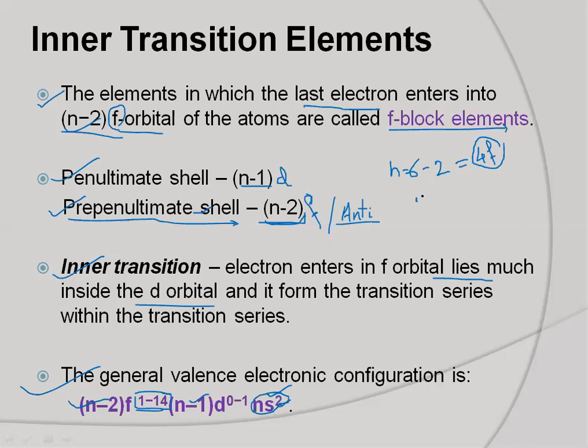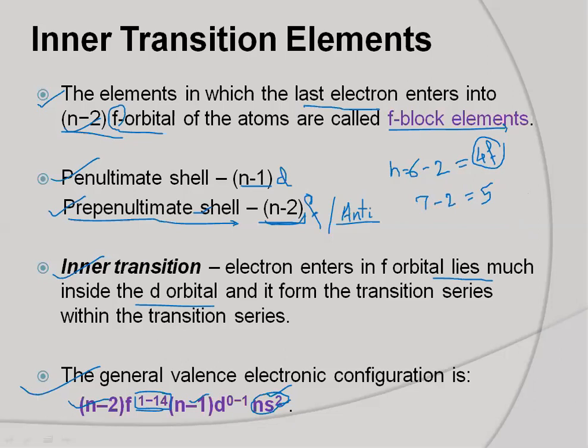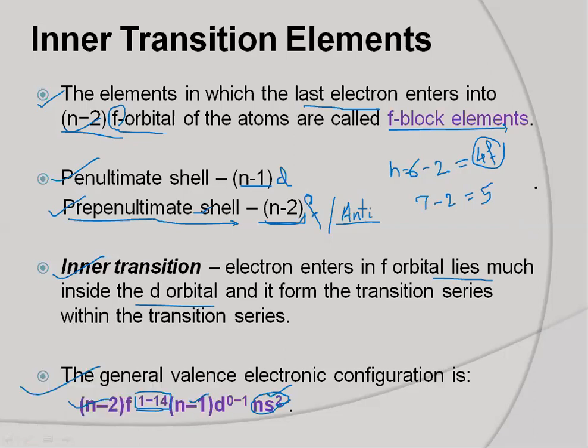And consider if n is equal to 7, then 7 minus 2, so electron will enter in 5f, right? So that thing you have to remember. Okay, I hope it is clear to all of you why they are known as F-block elements, why they are known as inner transition elements. Penultimate किसे बोलते हैं, pre-penultimate और anti-penultimate क्या है, and general electronic configuration.